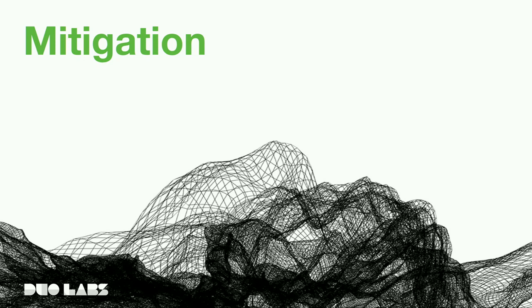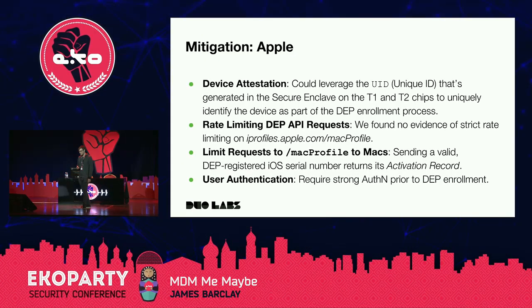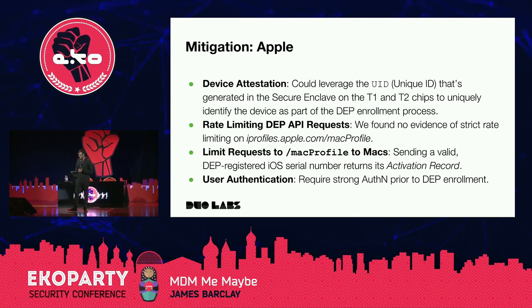So next I'm going to talk about mitigation. So we think there are a couple of things that Apple could do to mitigate this issue. One thing that we think would be possible is leveraging the unique ID that is generated in the secure enclave on the T1 and T2 chips. This is also present on iOS devices. It's worth noting though that this may not be feasible until every Mac device contains one of these coprocessors.